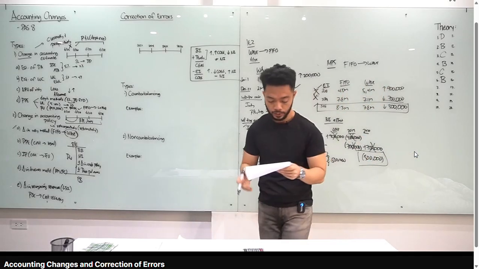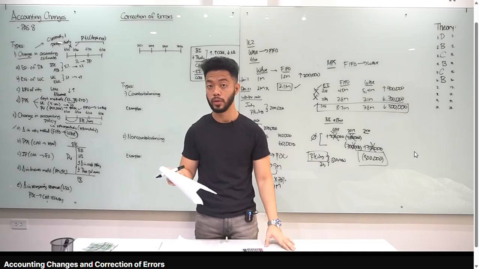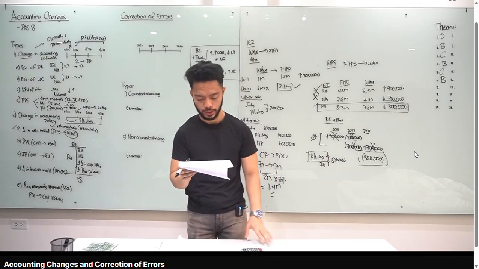Tingnan natin ibang choices. C, a change from cash basis to accrual basis. Actually, mali yan, no? Kasi cash basis hindi yan acceptable sa standards. D, a change from expensing immaterial to deferring. Hindi yan. B, sagot natin.